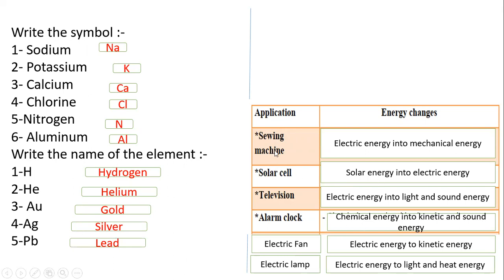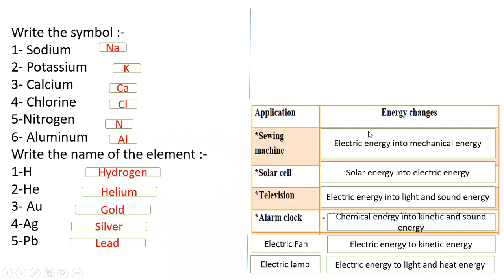So sewing machine, what is here? Electric energy into mechanical energy. Solar cell, solar energy. Solar means related to the sun. Solar energy into electric energy. Television, electric energy into light and sound energy. Alarm clock, chemical energy inside the battery into what? Kinetic and sound energy. Electric fan, electric energy to kinetic energy. Electric lamp, electric energy into light and heat or thermal energy.